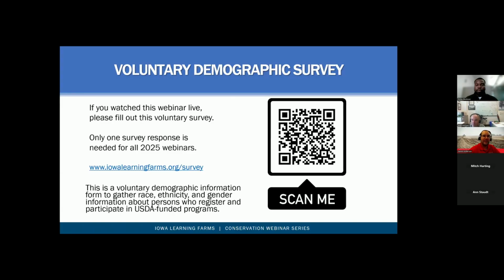I will admit, in dry years where we may be running short of water, we did see some yield drags with our cover crop if we didn't get it terminated early enough in the spring.